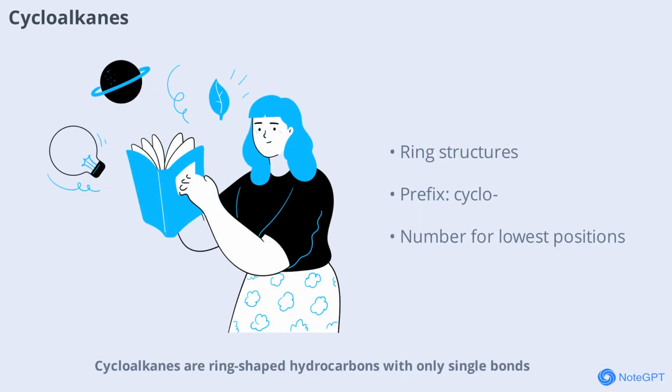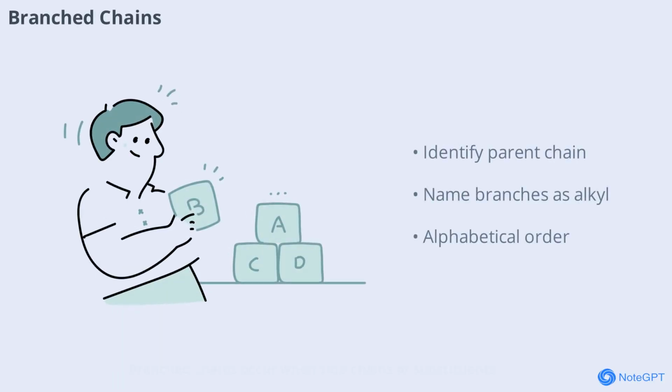Cycloalkanes are ring-shaped hydrocarbons with only single bonds. Their names begin with the prefix cyclo followed by the alkane name. For example, cyclohexane is a 6-carbon ring. Numbering in cycloalkanes starts at a substituent or functional group and proceeds to give the lowest numbers to all substituents. This ensures clarity in naming ring structures. Branch chains occur when side chains or substituents are attached to the main carbon chain.